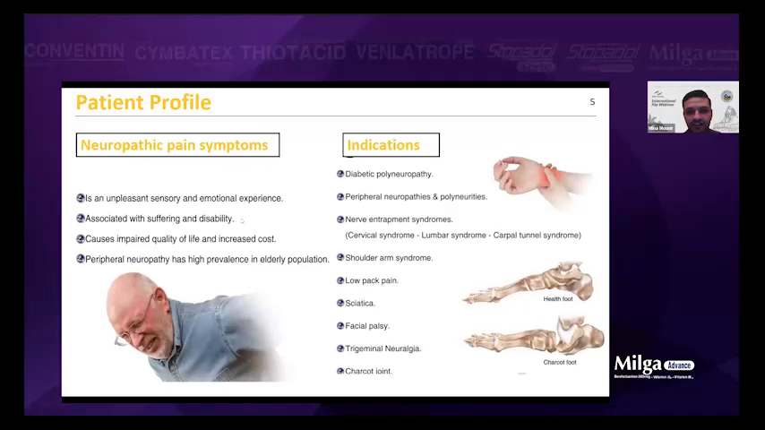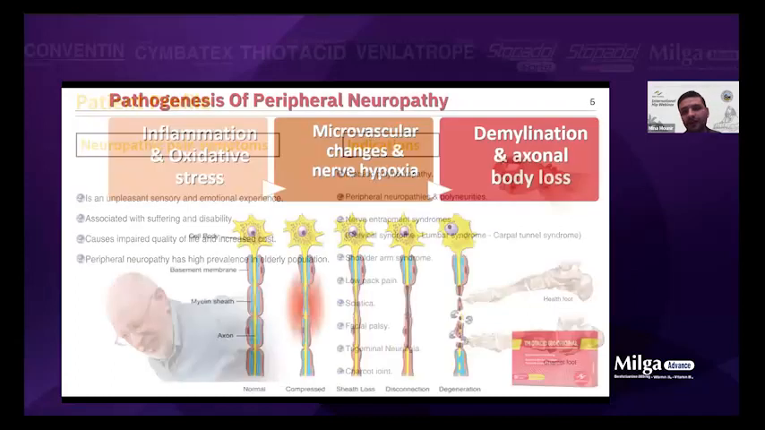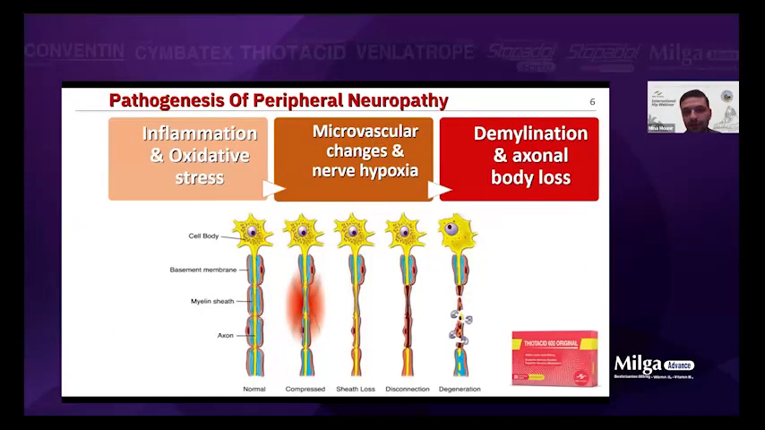Actually, we are talking in these cases about sciatica, low back pain, trigeminal neuralgia, carpal tunnel syndrome, all kinds of entrapment neuropathies. You have to give a pathogenetic treatment along with a symptomatic treatment. What is the pathogenesis of any entrapment neuropathy? Actually, what happens is microvascular changes.